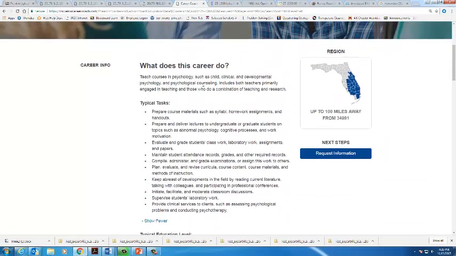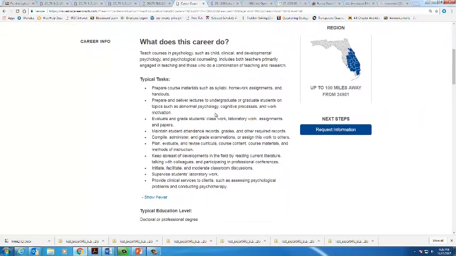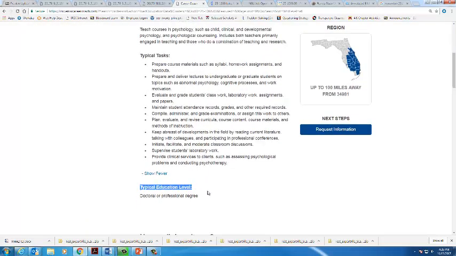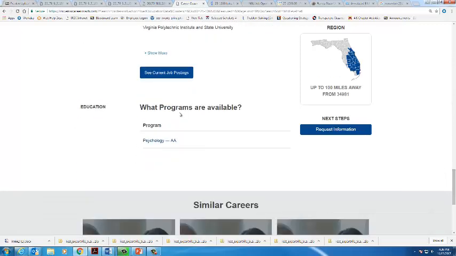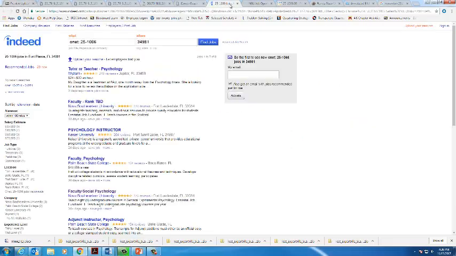And here in the first section, when it goes to the career details, you're going to see the typical education level is a doctoral or professional degree. Please make sure that you're aware of that, because it does get confusing. Career Coach gets confusing towards the end when it says what programs are available and it says an AA in psychology. I don't want you to see this last piece and think, oh, I just need an associate's degree in order to be a university professor. So make sure you're making that distinction.